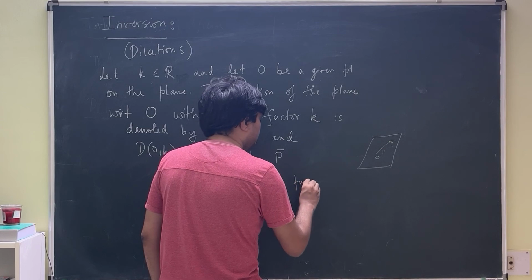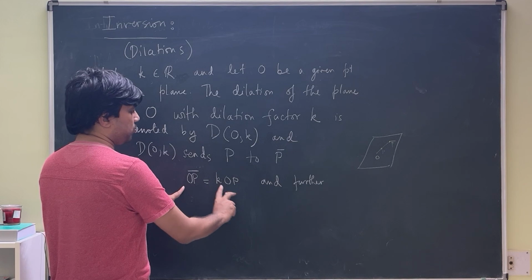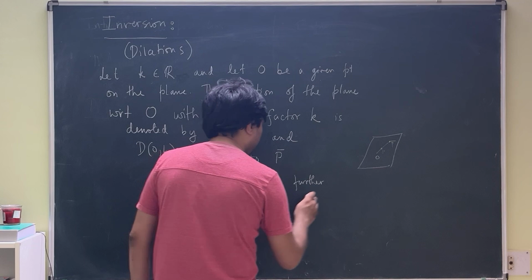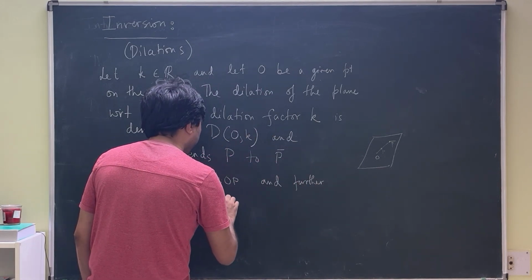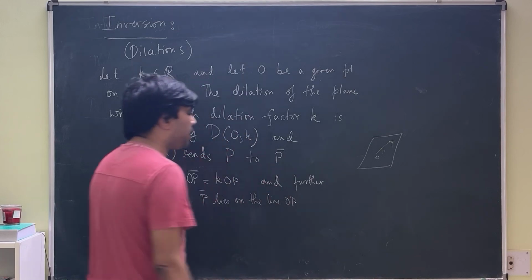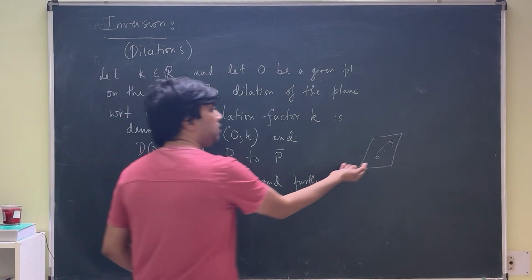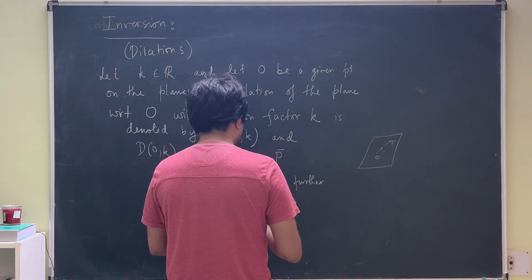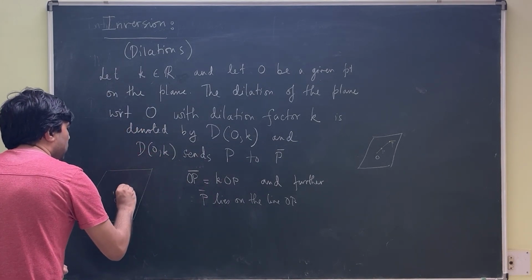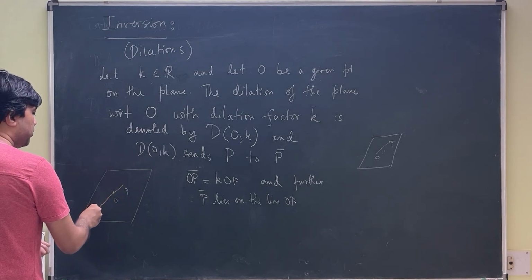Further, it's not enough to just say that the length OP bar is k times OP. I have to tell you where it lies. P bar lies on the line OP. There's a small caveat here: if k is negative, because I said real number, it can be negative, you should think of P bar lying on the opposite side. You're not going to worry about it much now, but if you take O, and you have P, and k is like -2 or some negative value, then we are going to basically scale.